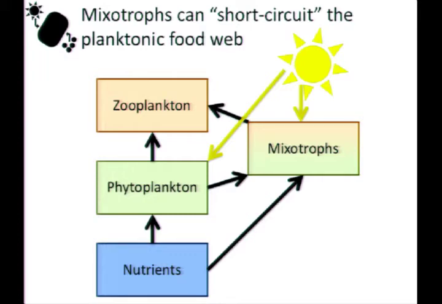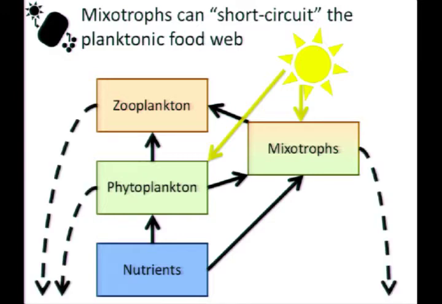Many of them are capable of taking up inorganic nutrients directly from the water column. They're, of course, capable of using sunlight for photosynthesis, but they're also capable of eating phytoplankton and themselves being eaten by zooplankton. And so you can see that they can function in many ways as a sort of short circuit in this food web, changing the ways that nutrients move and the efficiency with which they're utilized, changing the fluxes of carbon, and of course, changing the ways that that carbon is exported through the biological pump.